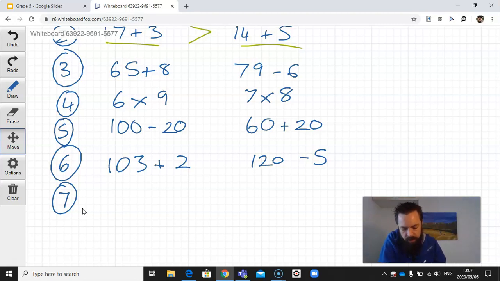Okay, looking at number 3, 65 plus 8 gets me to 73. You can keep that in your head if you don't want to jot it down. I'm sure your teacher won't mind if you jot it down though. 79 minus 6 is 73. And so those two are the same, so we can put in equals. Looking at number 4, 6 times 9. I was getting the 6 from over here. 6 times 9 is 54. Times tables. 7 times 8 is 56. Times tables. 56 is greater than 54. So we read that 6 times 9 is less than 7 times 8.